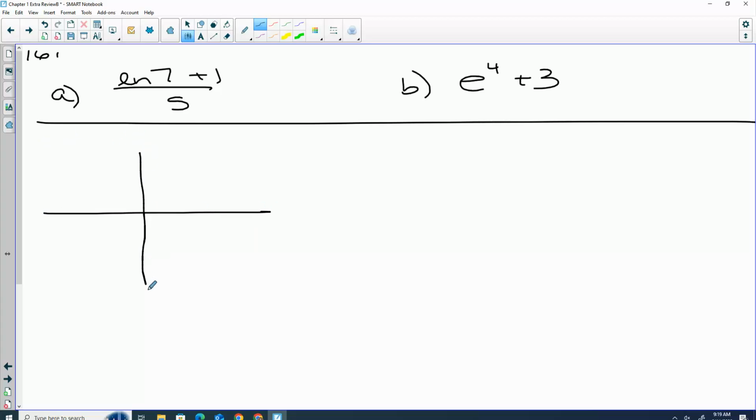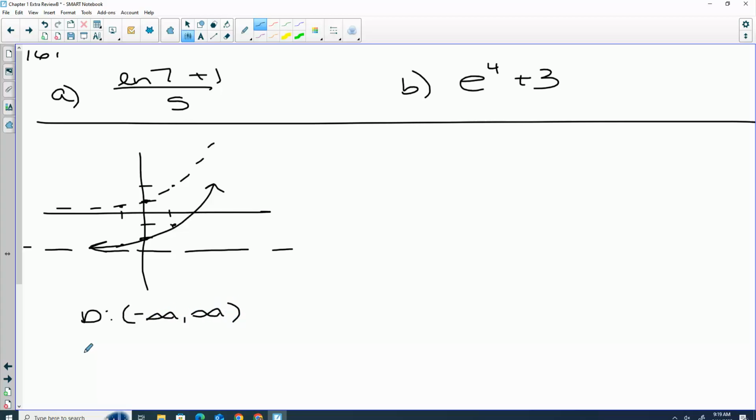17a, your parent function is 2 to the x. And they gave you the points (-1, 1/2), (0, 1), (1, 2). The transformation on that one is going down 3. Make sure if you move that up or down, the asymptote moves. So you draw that in, and it would look like that. Domain, negative infinity to positive infinity. Range, -3 to infinity, not touching the -3.